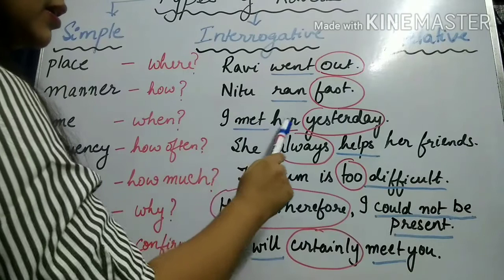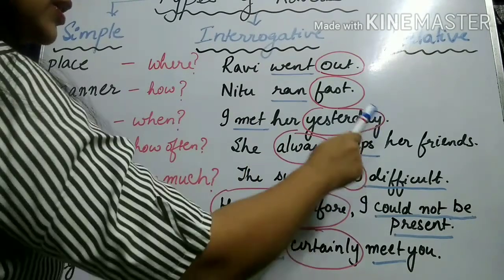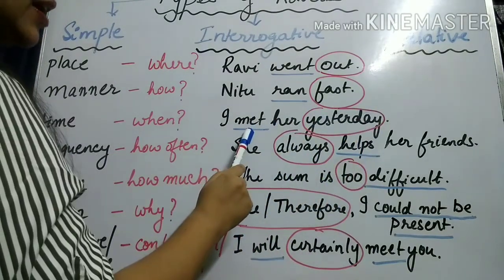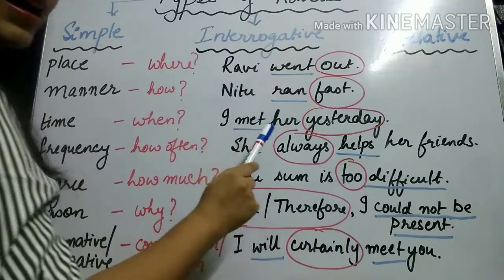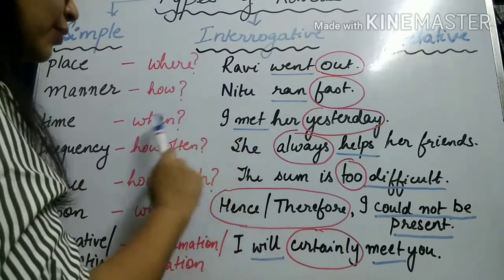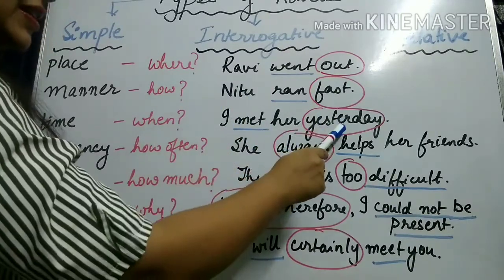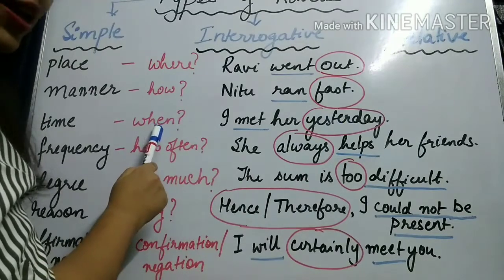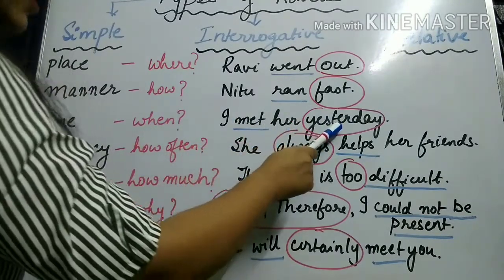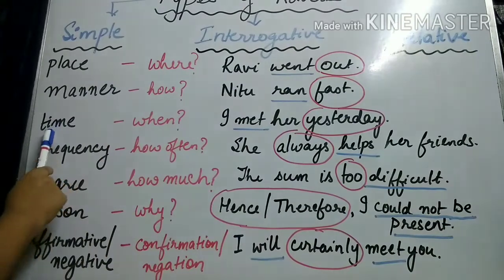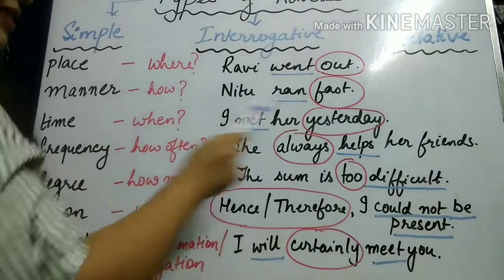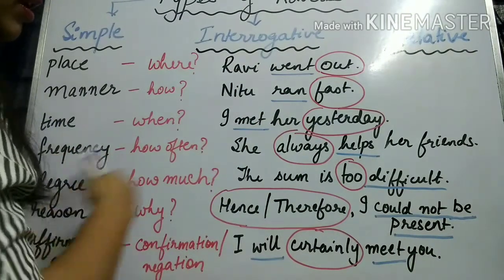I met her yesterday. So the word yesterday is telling us more about when I met her. When did I meet her? Yesterday. So the question asked is when, and the adverb is an adverb of time. Yesterday is an adverb of time.